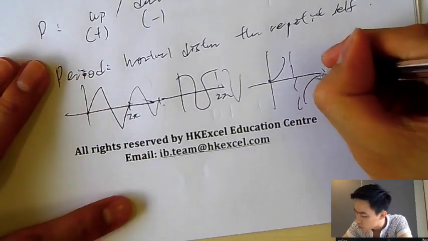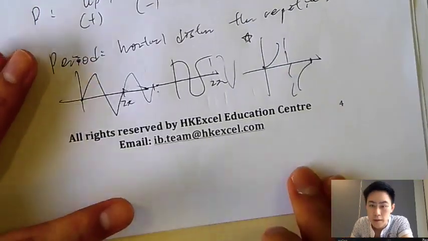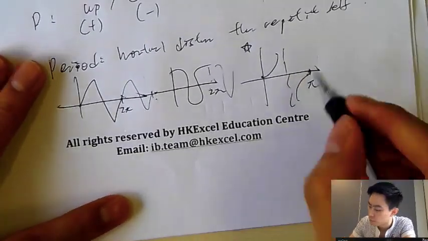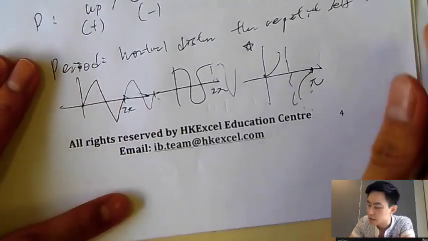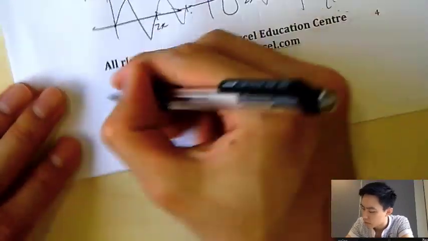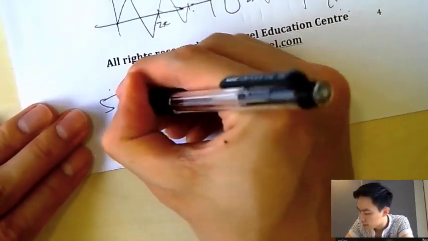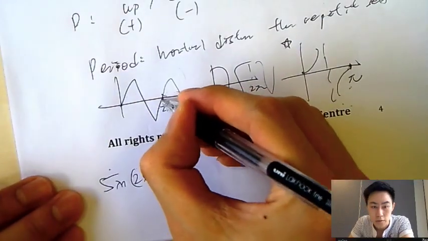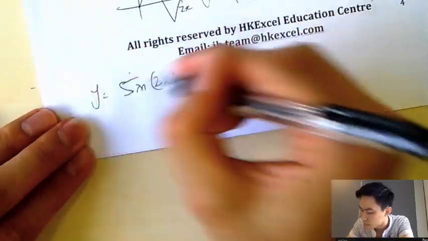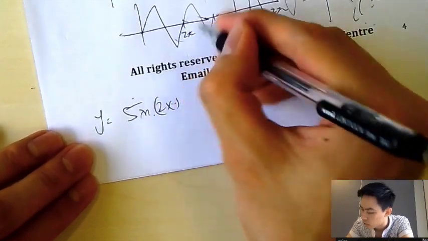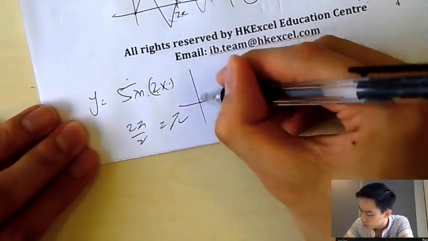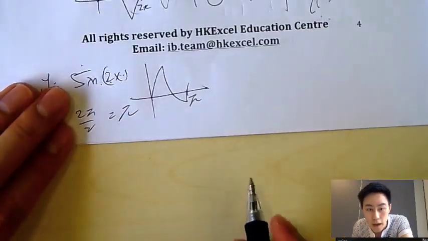But only for tangent, always remember, put a star on it. This one is not 2 pi, this one is pi. So the period for tangent is pi. If I ask you sine 2x, what happens to the period? I know that sine x is like this. If 2x, you just divide the original period, 2 pi divided by 2, which is equal to pi. So the sine graph ends at pi.